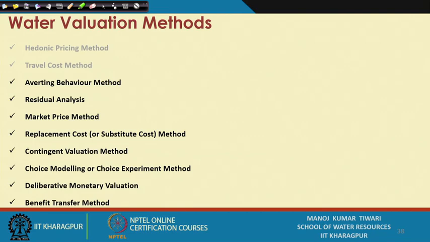We did discuss a couple of methods, the hedonic pricing method and the travel cost method. The hedonic pricing method takes its clue from the availability of a resource, how much it impacts when the resource is available or unavailable, like in the case of land prices or farm prices, whereas the travel cost method is specifically for recreational sites. So, how much people are willing to expend for visiting a particular recreational site.